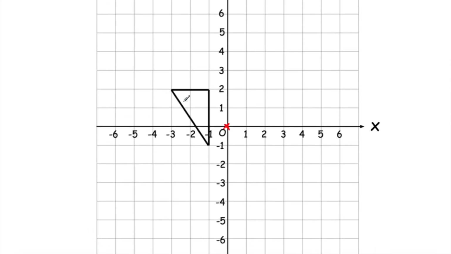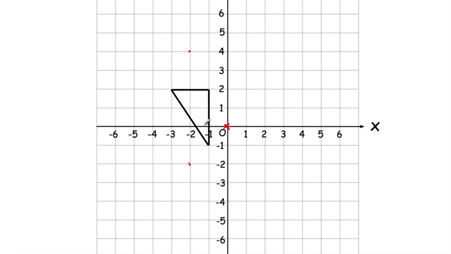So let's do that. So let's start off with this point. So this point was 1 to the left and 2 up. So instead of going 1 to the left and 2 up, we're going to double it, and we're going to go 2 to the left and 4 up. So 2 to the left, 1, 2, and 4 up, 1, 2, 3, 4. So it's going to move to there. Okay, this point here was 1 to the left and 1 down. So we're going to double that. So it's going to be 2 to the left and 2 down. So 2 to the left, 1, 2, and 2 down, 1, 2 will be there.